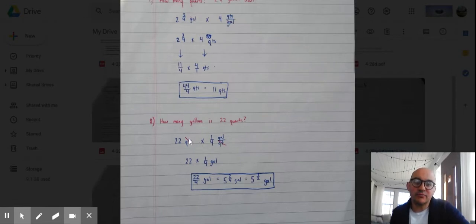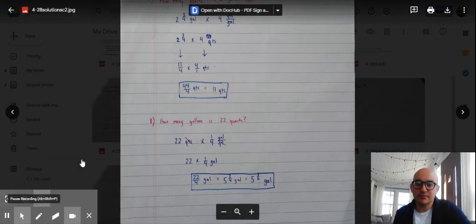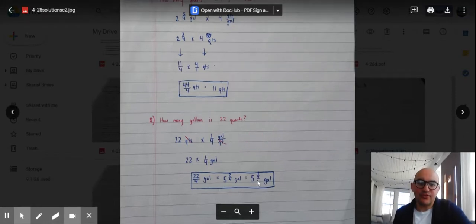I get rid of my quarts. They cancel each other out. I'm left with 22 times 1/4 of a gallon, 22 over 4 gallons. But let's simplify that because that's a crazy looking improper fraction. It's 5 2/4 of a gallon, but that can even be simplified. 2/4 can be simplified to 1/2. So we're left with a final answer of 5.5 gallons for number 8. All right. So 5.5 gallons equals 22 quarts. And then we're done with number 8.